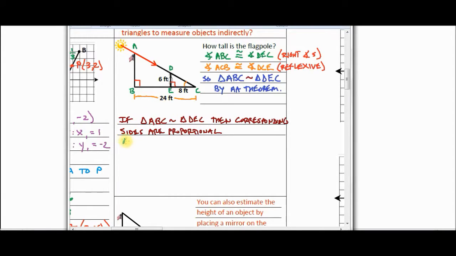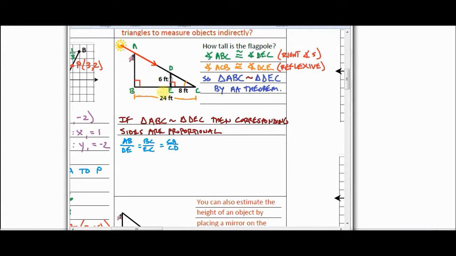We know that AB over DE is equal to, there's our first two positions. Here's our second two, BC over EC. And that's proportional to third and first positions, CA over CD. So we know these proportions are true. Let's find the ones we're going to use.